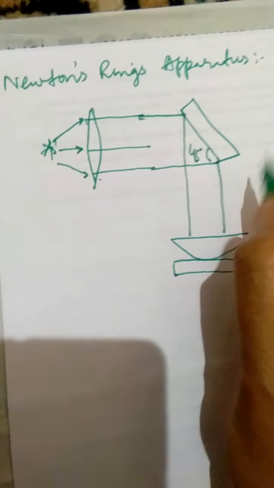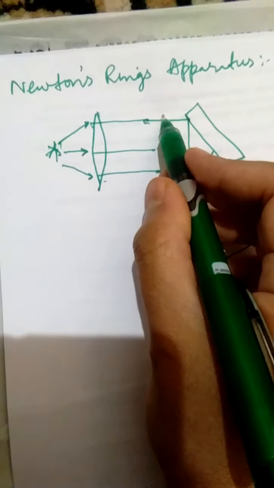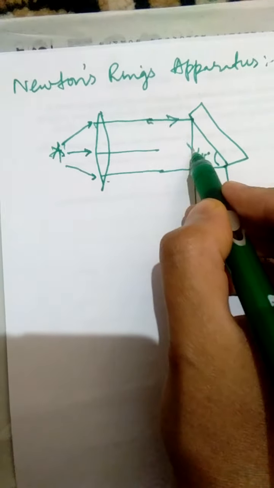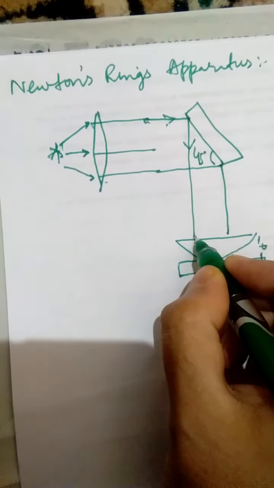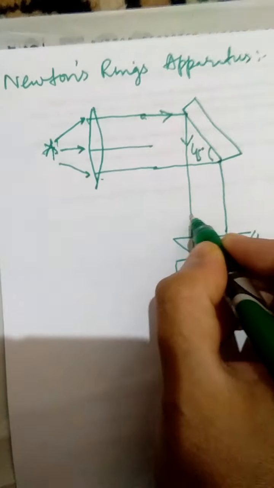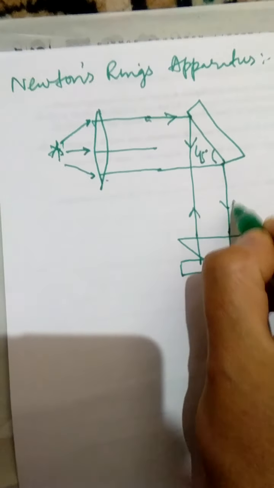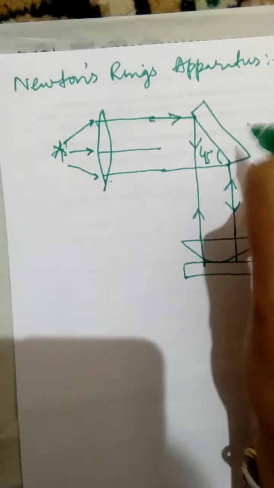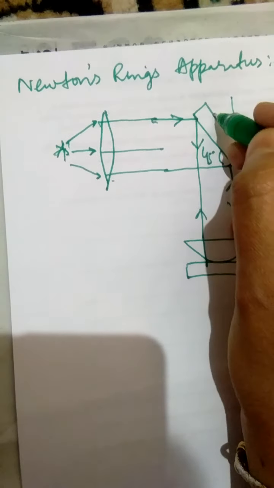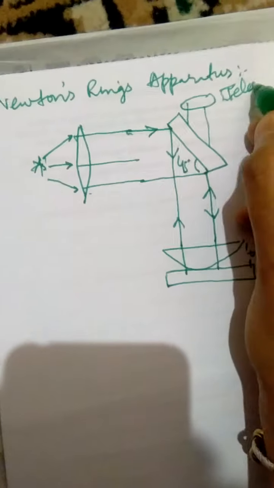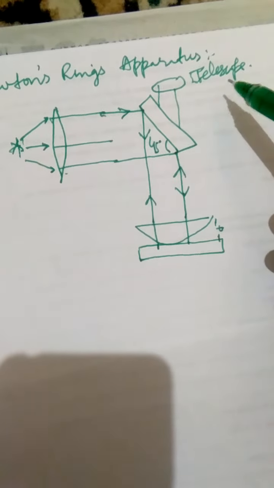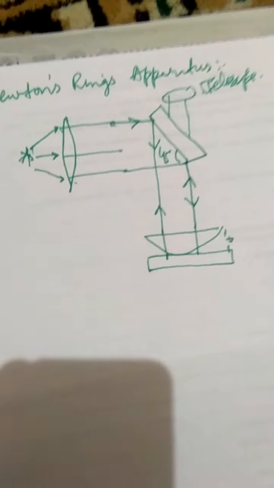right? Now, once the light rays hit this, they follow this scheme: they go down, again they are reflected up, again it goes down, it is reflected back, and we see the final light rays by way of a telescope. So we get coherent sources that produce the interference pattern, and that is visible through the telescope, right?